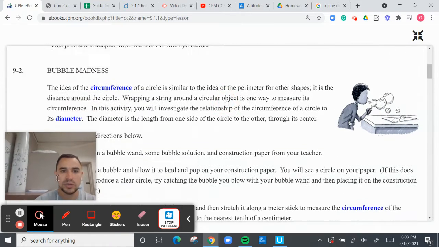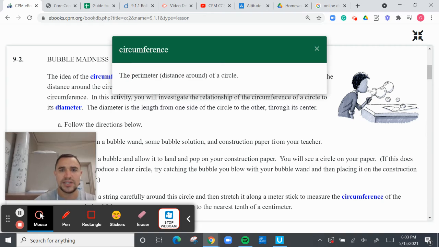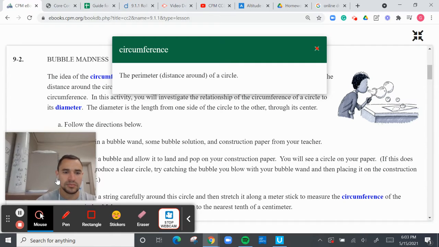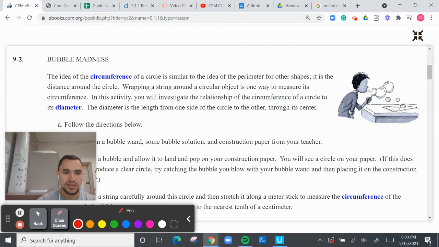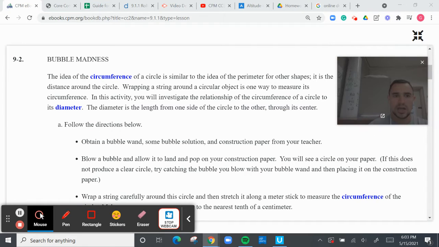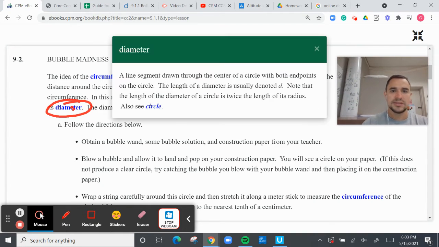We're going to go to the next one. Here is the circumference definition: it is the perimeter, the distance around a circle. The next one that we want to do is get an idea of what the diameter is. Here's the definition, but I'm going to tell you my definition in a quick second.